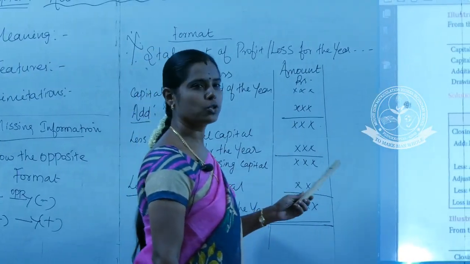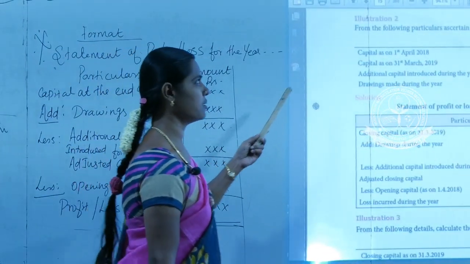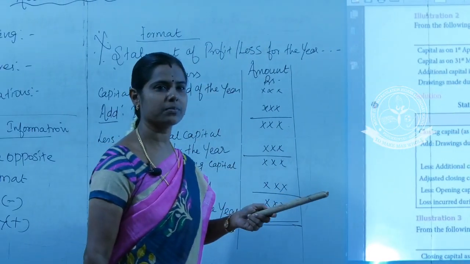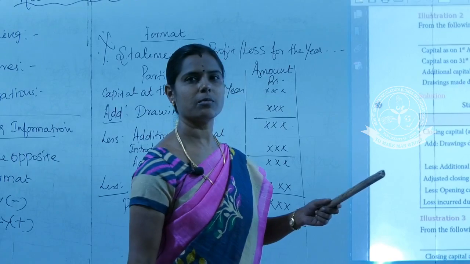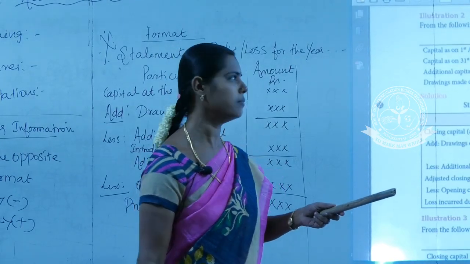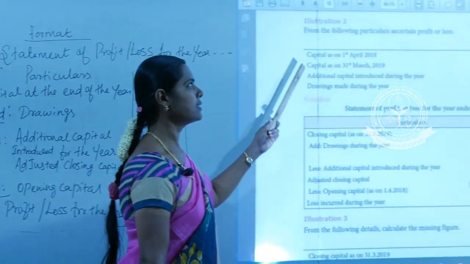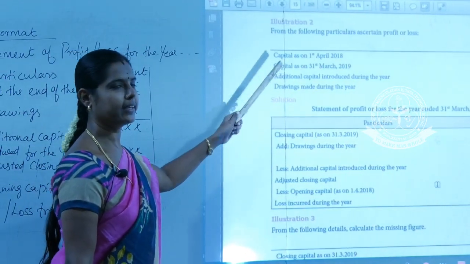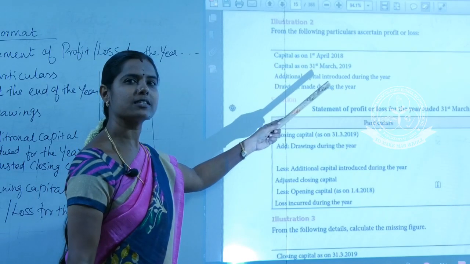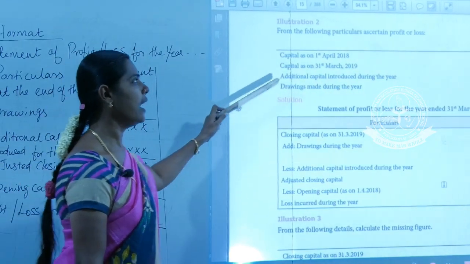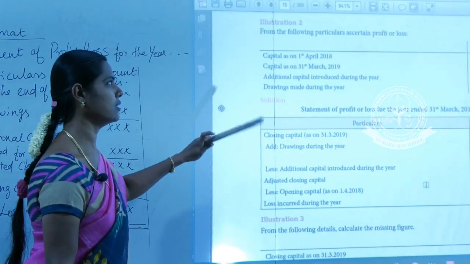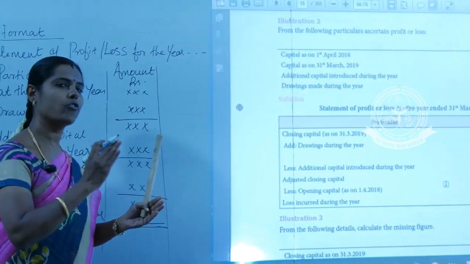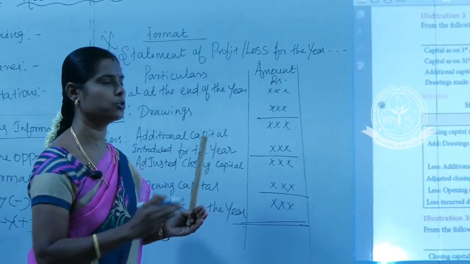Next, we'll move on to the next problem in illustration number 2. In the previous problem, we found out the profit of the business. In this one, we are going to see how a loss is incurred in a business. In the same way, they have given the capital on 1st April, which refers to the opening capital. Capital on 31st March refers to the closing capital, along with additional capital introduced during the year and drawings during the year. The same format which we followed in illustration 1, we are going to follow here also.